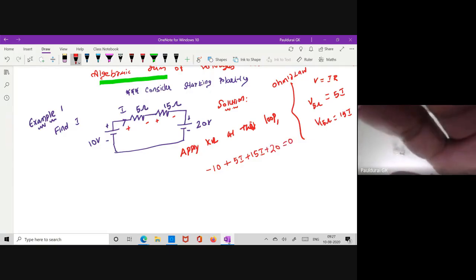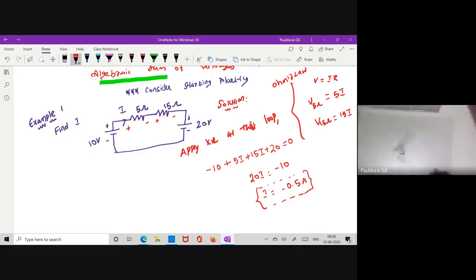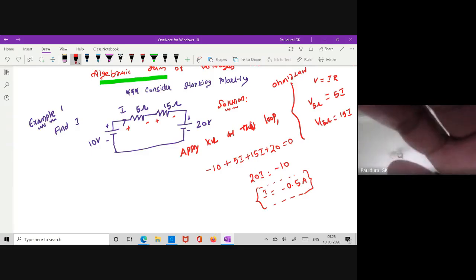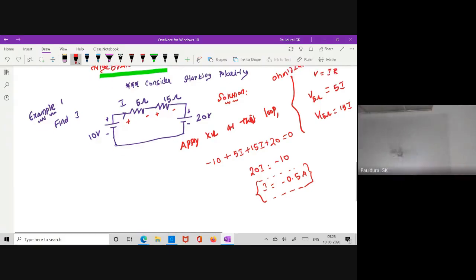So now this is 20I, which is equal to minus 10. So I equal to minus 0.5 ampere. Now you have got the idea and the concept clearly, and we will solve some more problems afterwards. But before solving the problems, I want to move to the next topic.